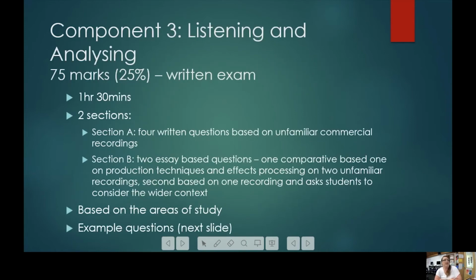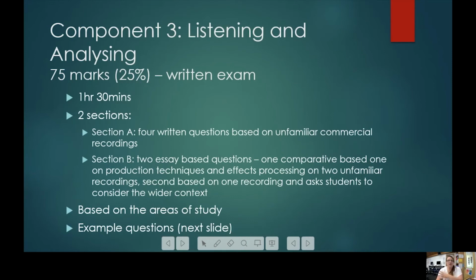The third component is a listening exam, which you take in year 13, and it's an hour and a half long, and it's divided into 2 sections. It's called listening and analysing. So it starts with 4 written questions based on an unfamiliar commercial popular music recording. I'll show you some examples of the questions in a second.